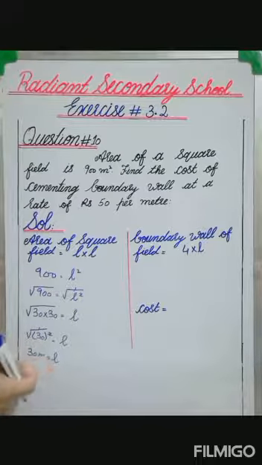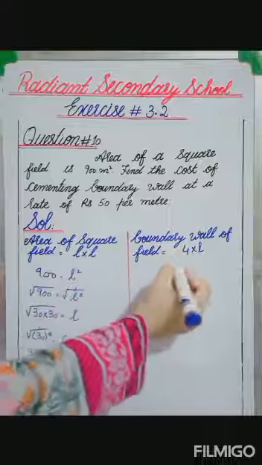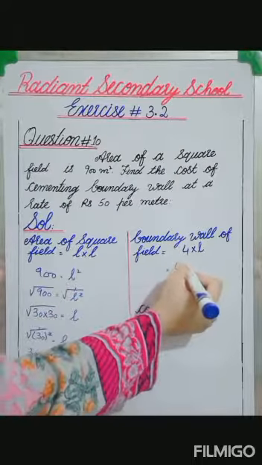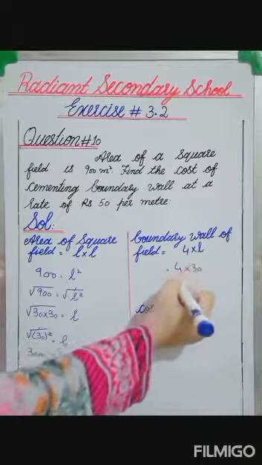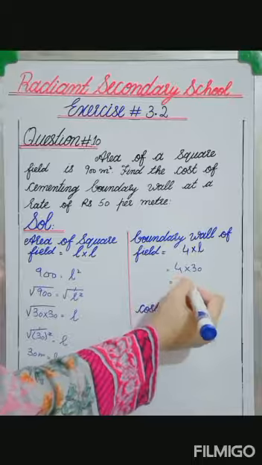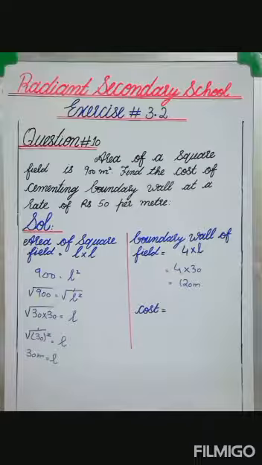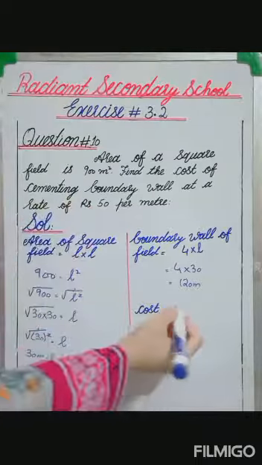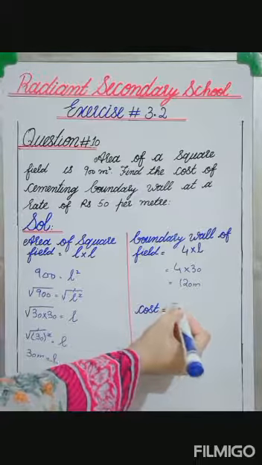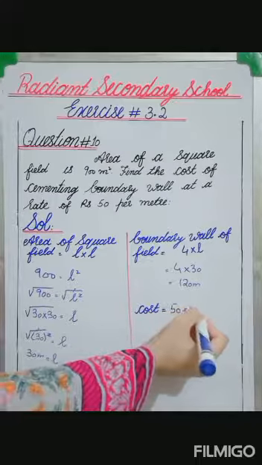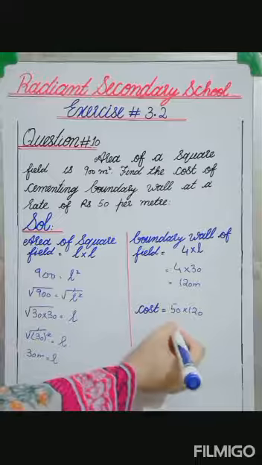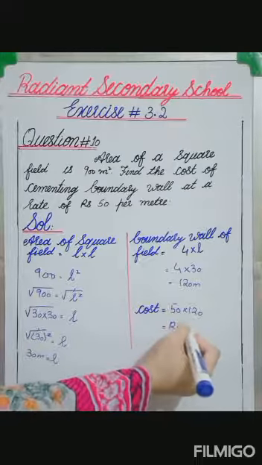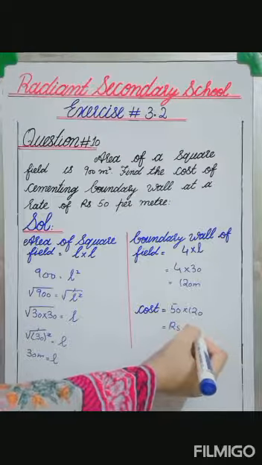Now putting the value of length, that is 30, in this formula: 4 multiply 30, then we get 120 meter. Now we have to find the cost of cementing the boundary wall. Here the rate is given, that is 50. So we will multiply 50 into 120, then we get 6,000. So the cost of cementing the boundary wall is rupees 6,000.